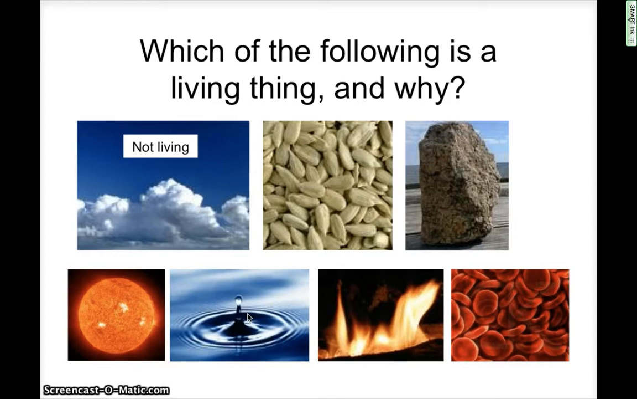How about the seeds? Hopefully you said living. Seeds, remember, come from a tree or a plant, which is a living organism. They're composed of cells that have to maintain a balance called homeostasis in order to stay alive.